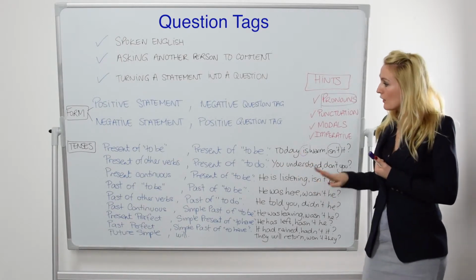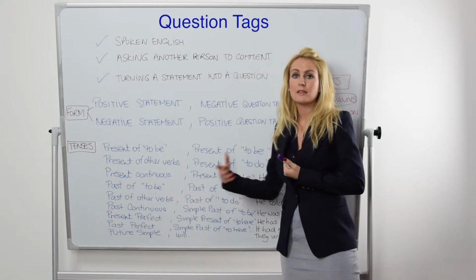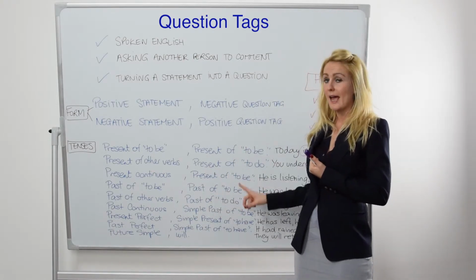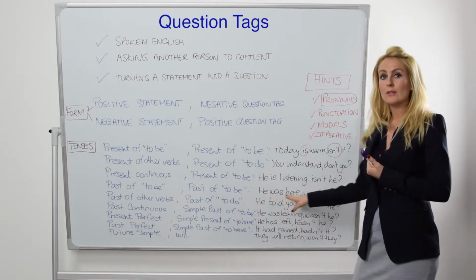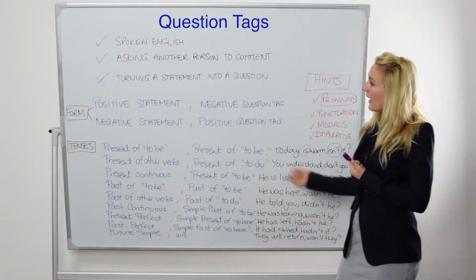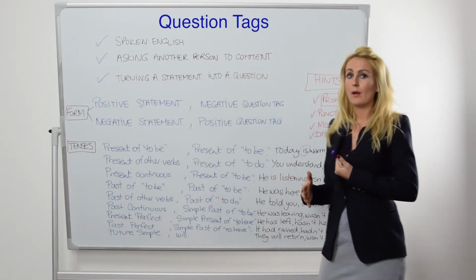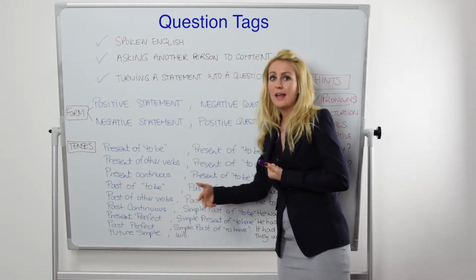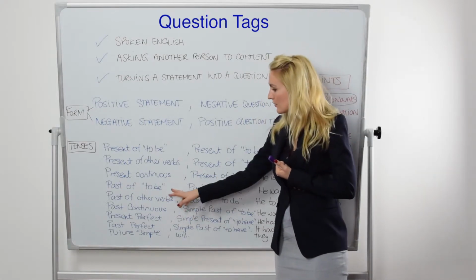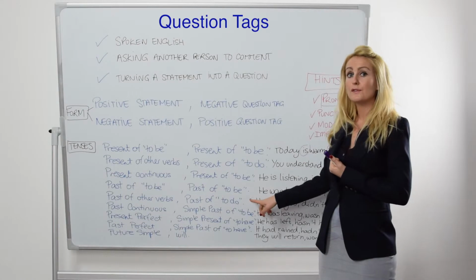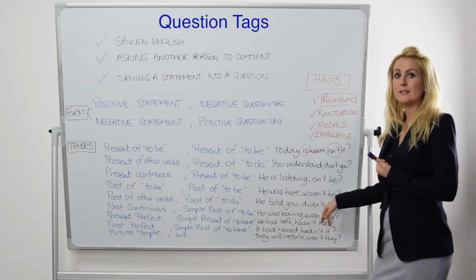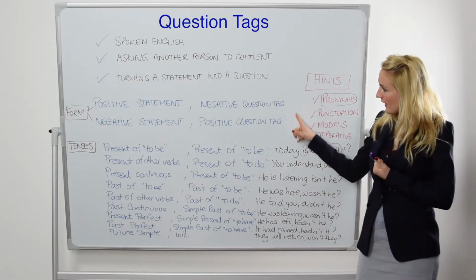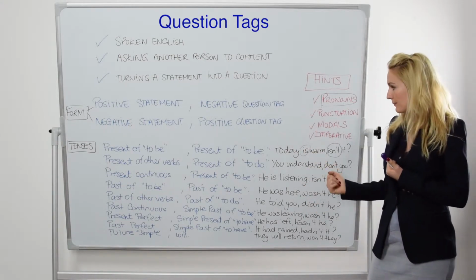Positive tag. Fourth tense, if I have the simple past of to be, I have to have the simple past of to be in my tag. For example, he was here, wasn't he? And if I have a negative statement, he wasn't here, was he? Positive tag. Fifth scenario, past of any other verb, so other verbs other than to be. I will have the past of to do. He told you, didn't he? He didn't tell you, did he? So don't forget, positive, negative, negative, positive.